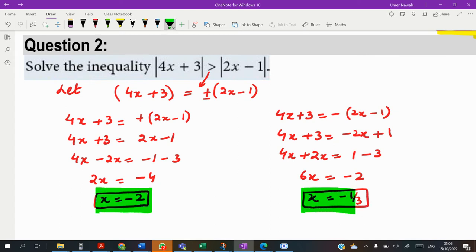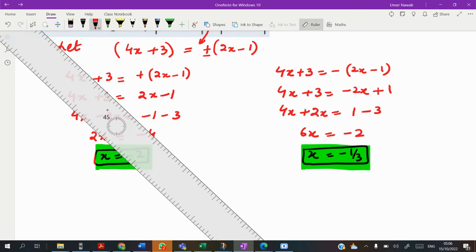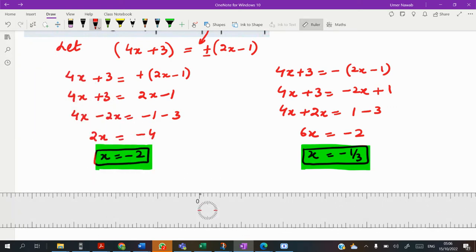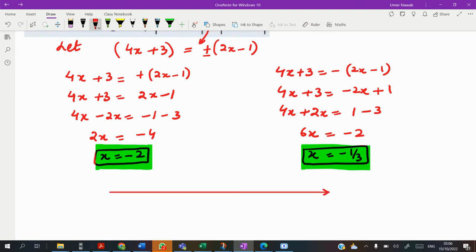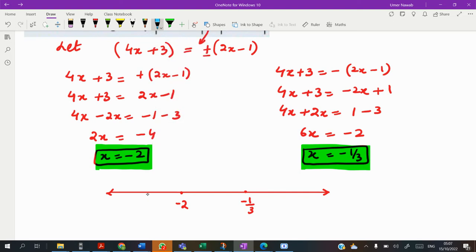After getting these two critical values, now we need to place them on the real line. So let me draw the real line here. This real line will be divided into three parts by these two critical values. Minus 2 is smaller, and then we have minus 1 over 3. Now we need to pick test points in every region.